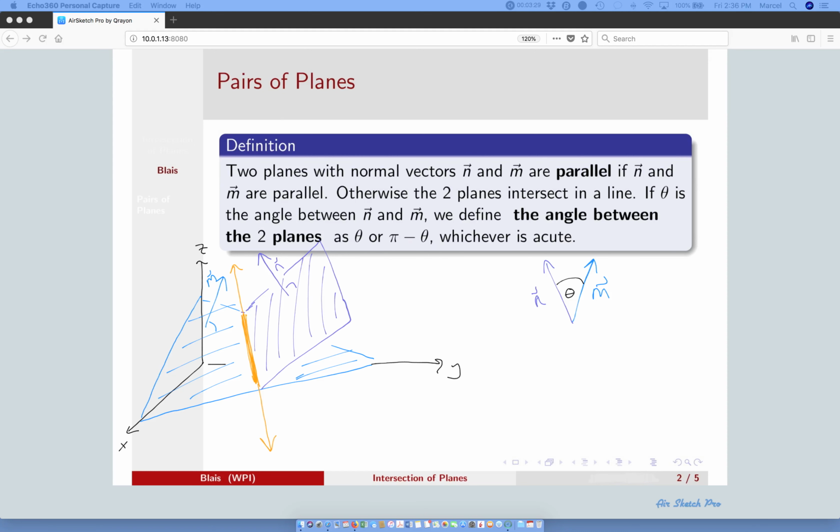So, types of questions that we see with two planes. 1, find the angle between the two planes. We'll do that as an example. And 2, actually find this line of intersection. So first we'll do the angle question, and then we'll come back to the picture to talk about the line of intersection.